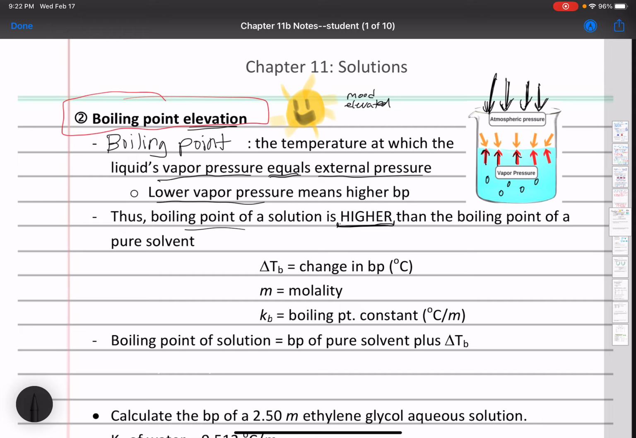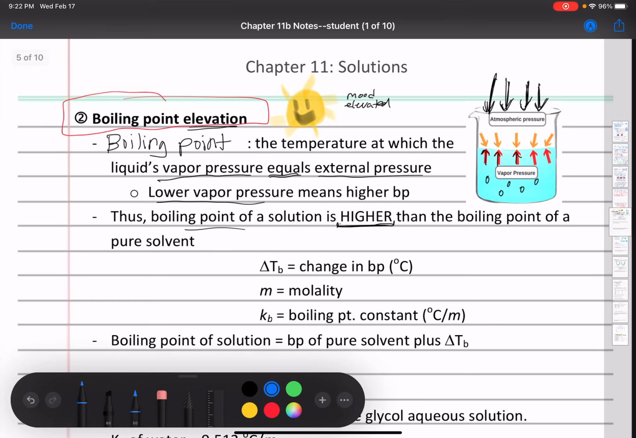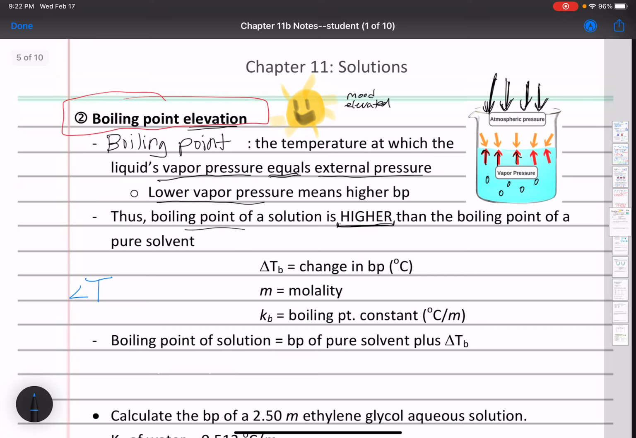So the equation that we're going to use to calculate how much the boiling point is elevated is this one right here. It's the change in temperature of the boiling point. So we'll call it ΔTb, for temperature of the boiling point, is equal to the molality of the solution times a constant called the boiling point constant, Kb. And the boiling point constant is in the units of degrees Celsius per molal.